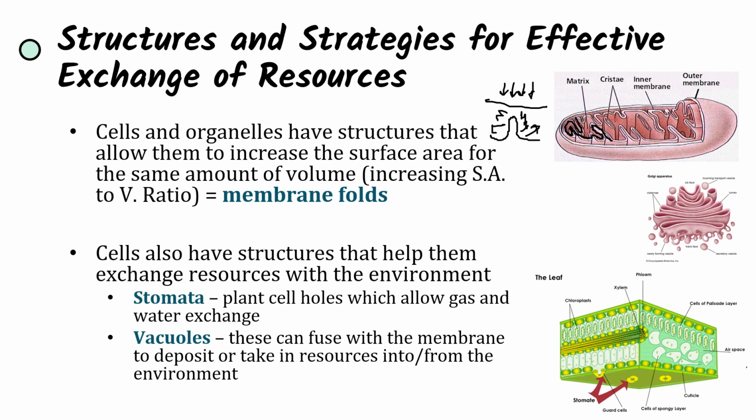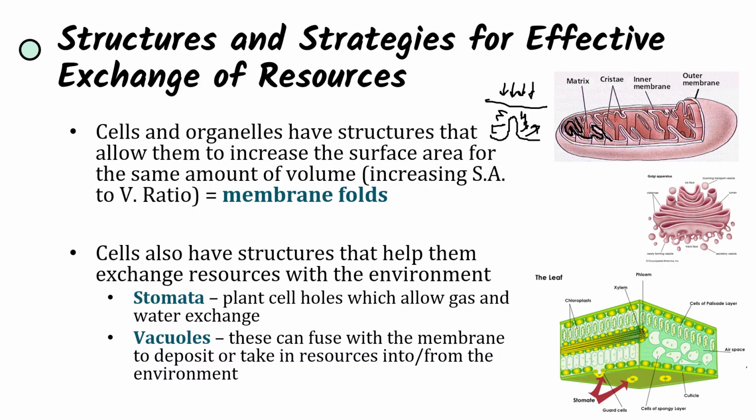Now, cells also have structures that help them exchange resources with the environment. Two examples I'm going to give you here are, first of all, stomata, which are holes in plant cells, specifically in leaf cells, which allow gas and water exchange. You can see at the bottom of the cell, there are these stomata, which open and close and allow for water and gases to enter and exit the cell.